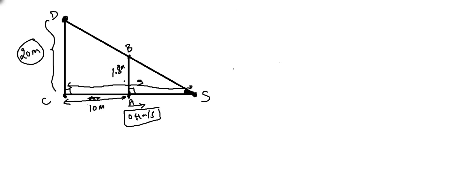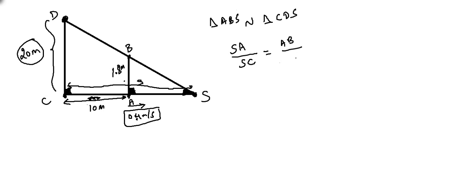Now, what do we have in the figure here? This is very simple, very easy. We have two triangles, triangle ABS and triangle CDS, and they are both similar triangles. Why? Because we have 90 degrees here and 90 degrees there. The man is perpendicular to the ground, and the street light is also perpendicular to the ground. What else do we have? S is a common angle. Two angles are equal, so they are similar, and we can say that SA over SC is equal to AB over CD.